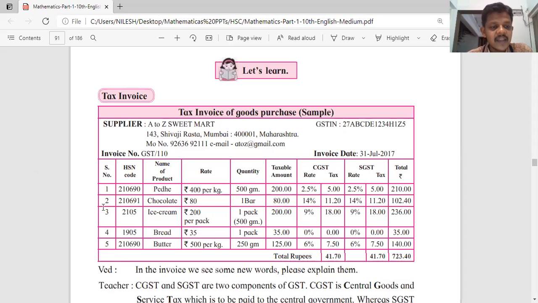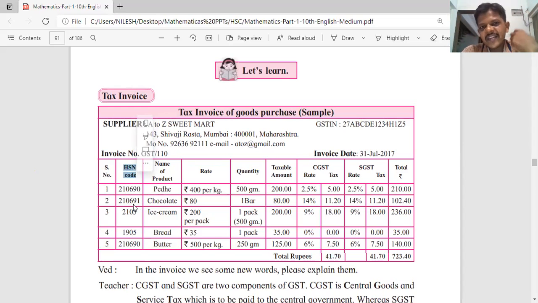And then see like this, serial number 1, 2, 3, 4, 5, HSN code. This is another important thing, HSN code. We are going to discuss what is the HSN code. That is the name of the product. See, for each and every product the income tax department has given a code number. For example, Payday has got a code number 210690. Chocolates have got 210691. So now every chocolate will fall under this same HSN code 210.